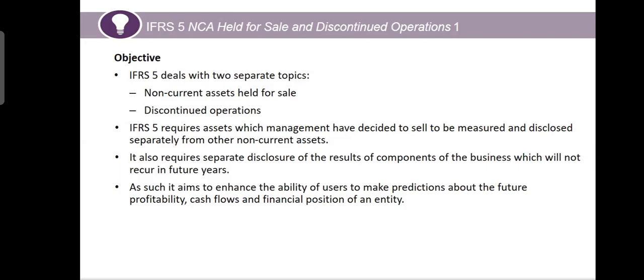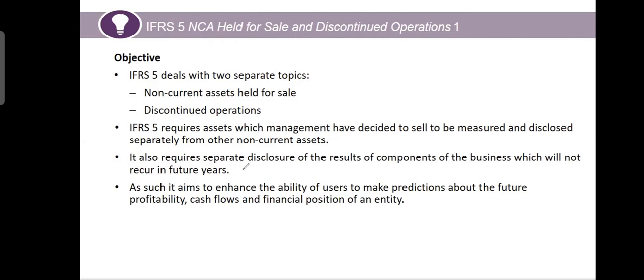And you need to give a lot of disclosures. So IFRS 5 requires assets which management have decided to sell to be measured and disclosed separately from other non-current assets, so that nothing is being hidden. Shareholders and other users of financial statements should understand. Because users will believe that there is some asset, but after some time the asset is missing. They always thought the asset was there, but then they see it is not there. So you need to be careful on that.